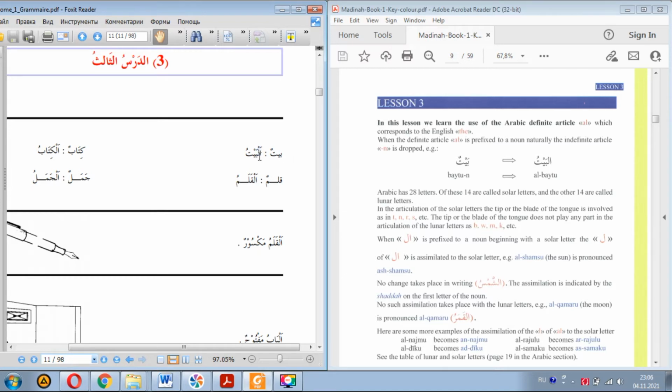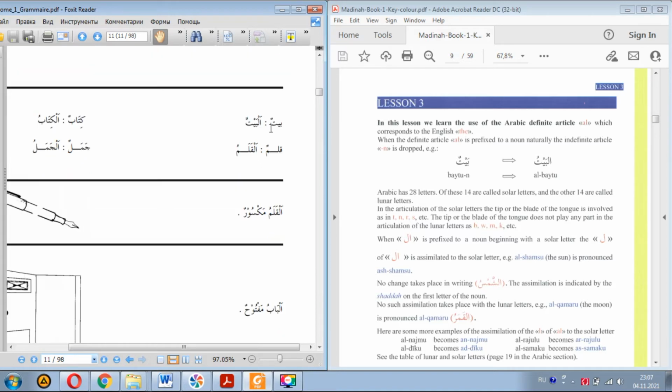And what happens when we add this alif lam? This tanween in the end is disappearing, so it's dropped. You either say baytun or you say al baytu. You'll never hear someone say al baytun. It's a rookie mistake. You just have to get used to the fact that when you are adding this alif lam, this tanween is dropped. So it's either baytun or al-baytu.